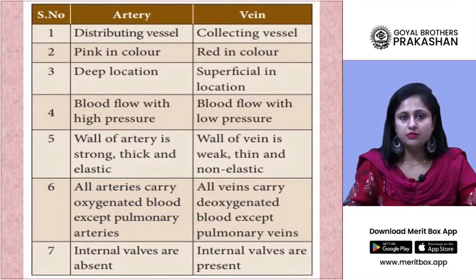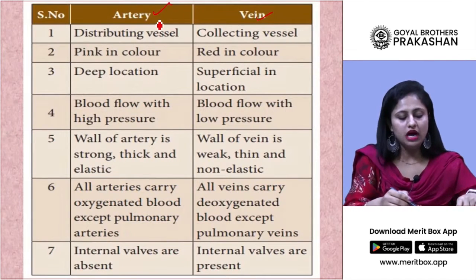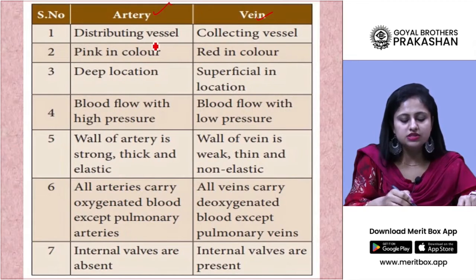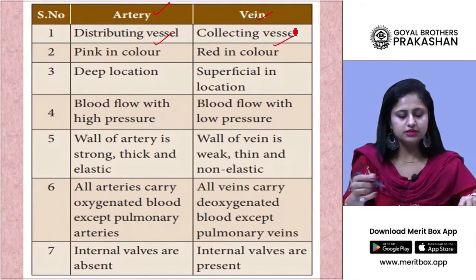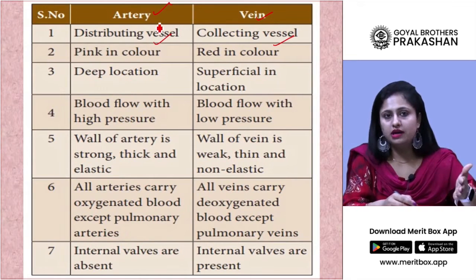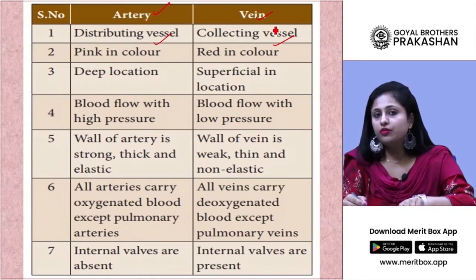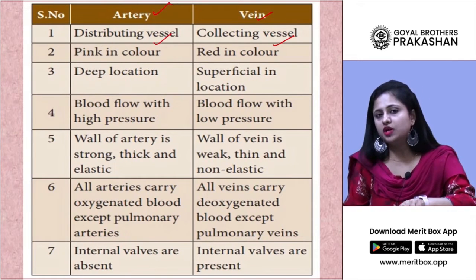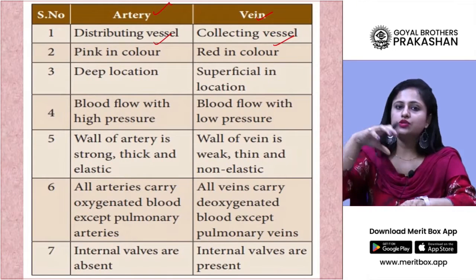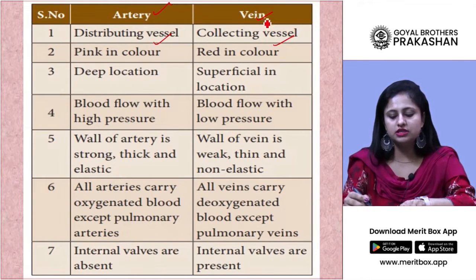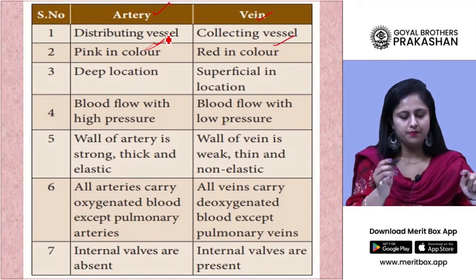So there are some major differences between artery and vein. Artery is known as the distributing vessel and vein is known as the collecting vessel, because artery distributes blood from heart to all the body parts, and veins collect blood from all the body parts and provide it to our heart. Therefore it is known as the collecting vessel, and this is known as the distributing vessel.